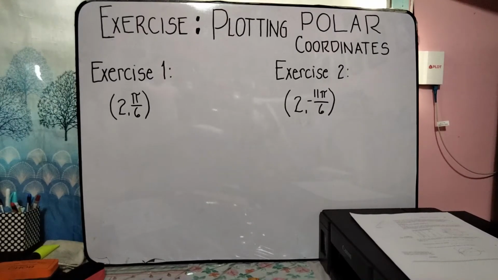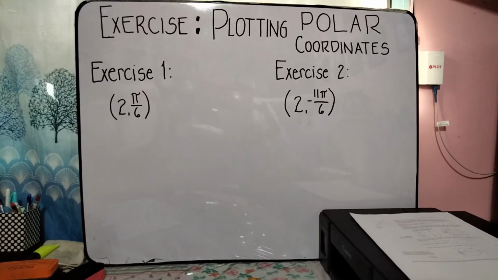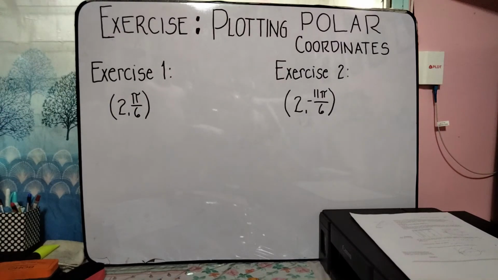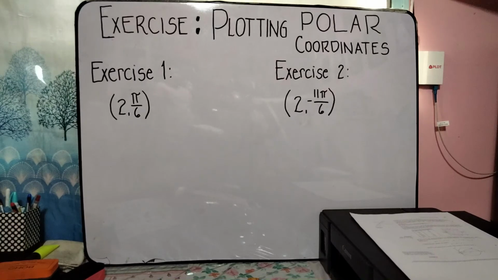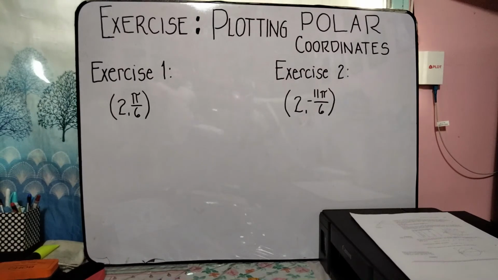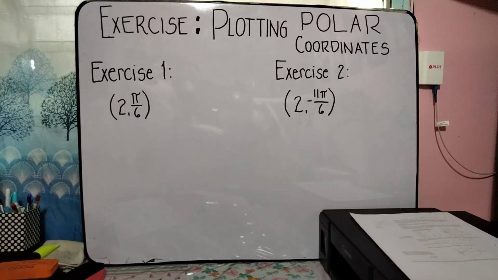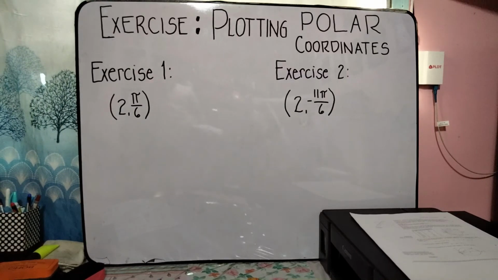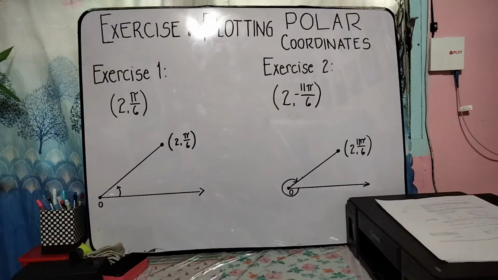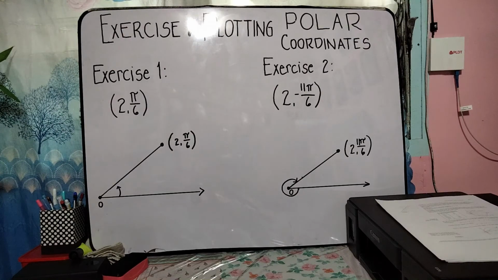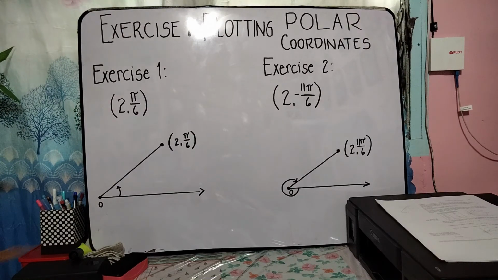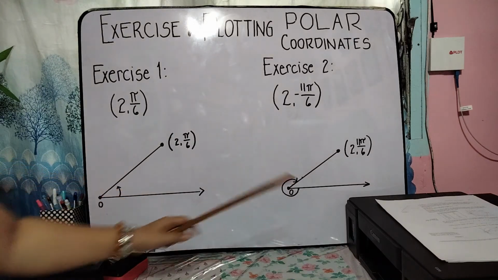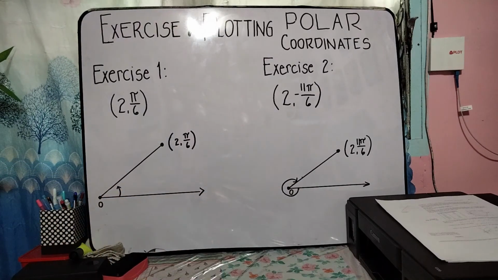So, let's have our exercises. For exercise number 1, we have 2 pi over 6. For exercise number 2, we have negative 11 pi over 6. Pause this video since the answer will be posted in a while. Are you done plotting? Here are the answers for exercise number 1 and exercise number 2. I hope your answers are correct.